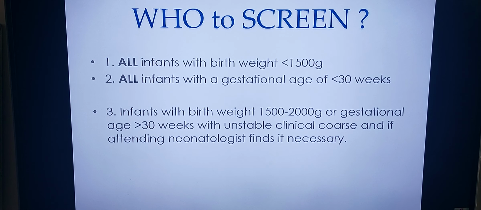And thirdly, this is a gray area. If the infant has a birth weight between 1500 to 2000 grams and a gestational age of 30 weeks, but has had an unstable clinical course during the pregnancy, or if the attending neonatologist considers that this patient should be screened for ROP, we should screen that patient. So these are the guidelines that I've picked from the American Academy.